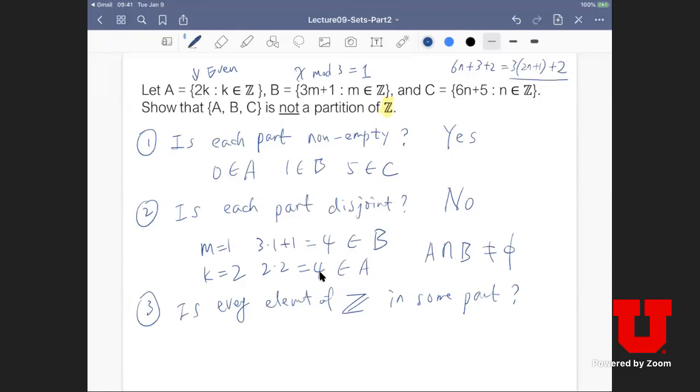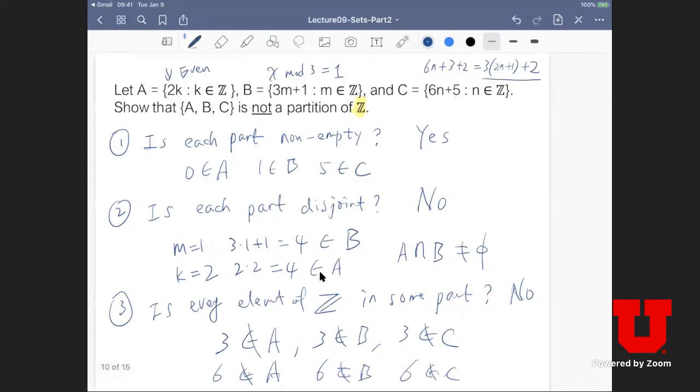They are not covered. So, for example, 3 is not part of A, 3 is not part of B, 3 is not part of C. Similarly, 6 is not part of A, 6 is not part of B, 6 is also not part of C. So not every single element in Z belongs to A, B, or C. So there are 2 conditions that are not satisfied, though if even one of them is not satisfied, it's already not a partition, but we're checking all 3 properties.